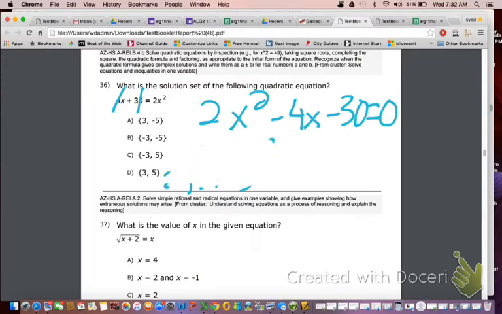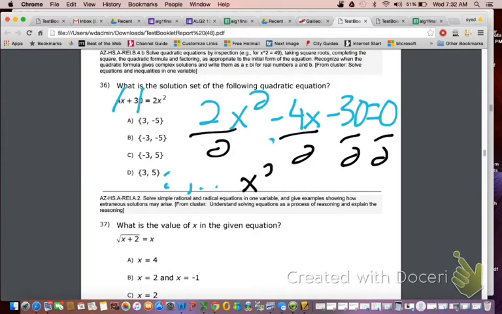Right? Now, you could use the quadratic formula, but the easiest way to do this is divide everything by 2. So you get x squared minus 2x. And you could factor this. So I'll leave it here and let you, don't forget to take the opposites and don't get mixed up.